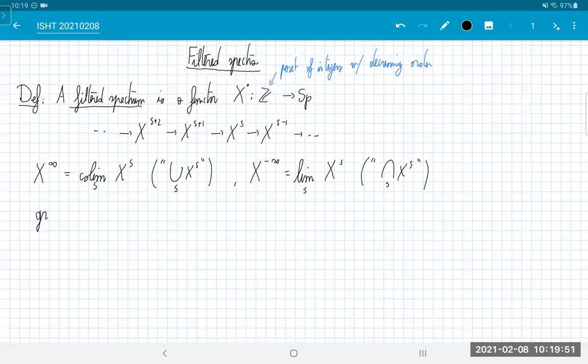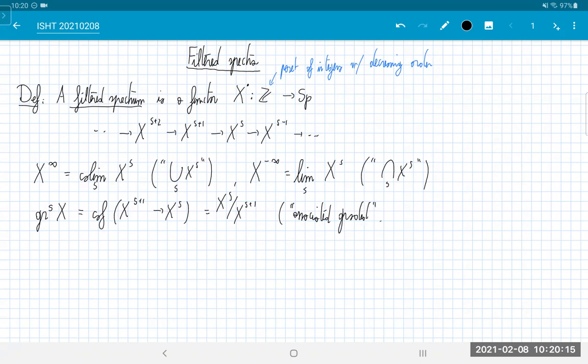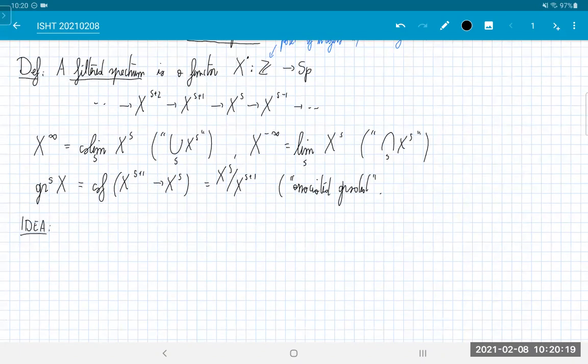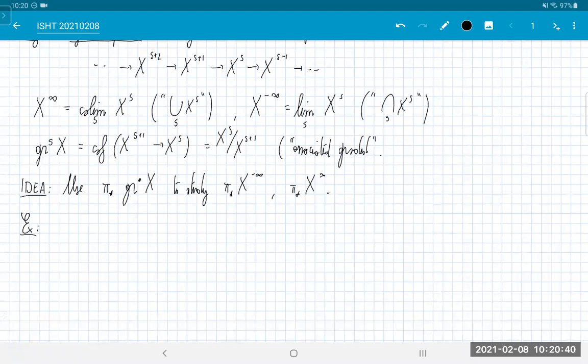We also define the s-th graded piece as just the cofiber of the map from X_{s+1} into X_s. Sometimes I'll write it X_s mod X_{s+1}. And that's the associated graded. The idea is to use the homotopy of the associated graded to study the homotopy of X minus infinity or the homotopy of X infinity. That's the intuition.